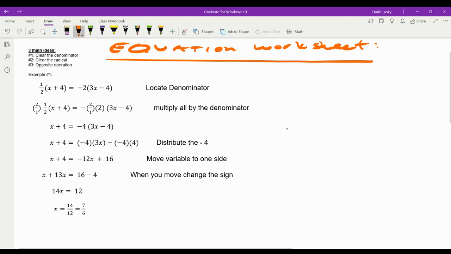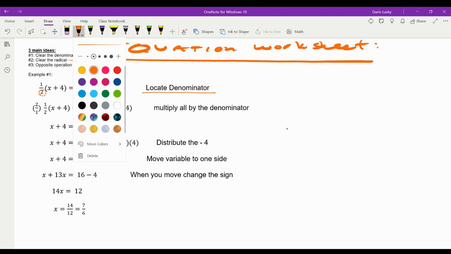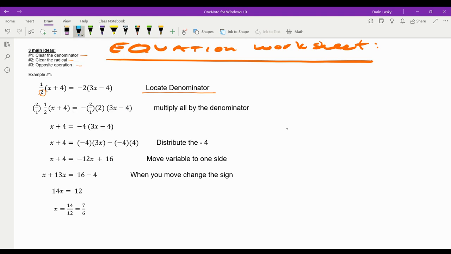Let's talk about this. The first thing we're always doing, we've got three main ideas. We're going to clear the denominator, we're going to clear the radical, and we're going to use the opposite operation. So the first thing we want to do is locate the denominator. This denominator is 2. Once we locate the denominator, we're going to multiply everything that is not in parentheses by the denominator.